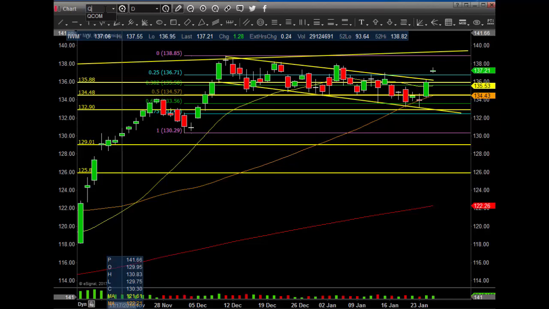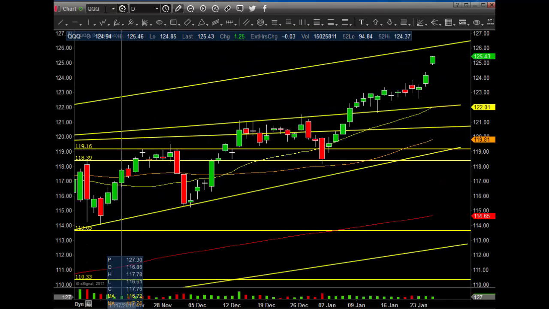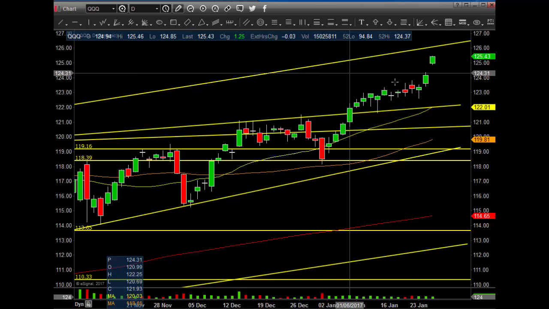Light volume, so you have to be a little aware of that. Earnings are coming up with the big boys, like the Googles, the Amazons, and you got to keep an eye on that. Apple's coming up, and a couple other ones too. So keep an eye on that stuff, and just stay buoyant in these markets, guys.